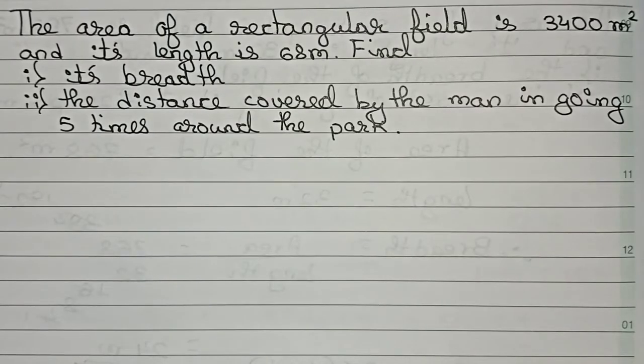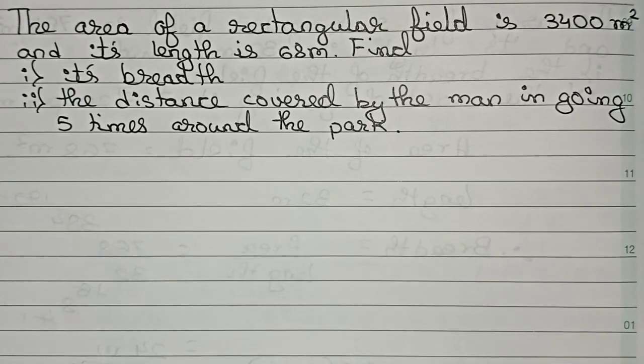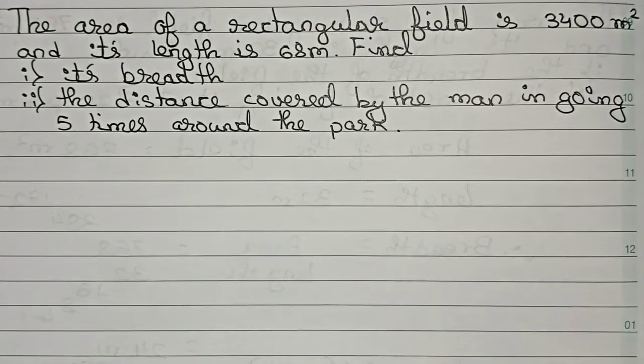So now our next question is: the area of a rectangular field is 3400 meter square and its length is 68 meter. Find its breadth and the distance covered by the man in going 5 times around the park. So this is our question and let's solve this.